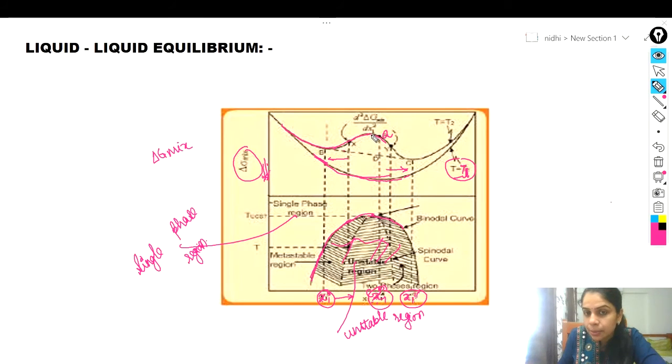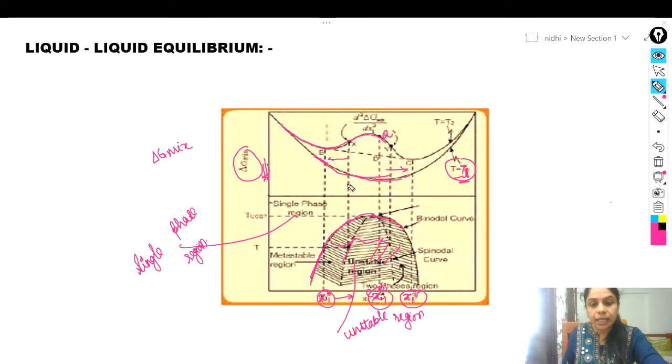The earlier system was unstable, Gibbs free energy was maximum, so to become stable it had to split into two phases. But this system does not require splitting into two phases, rather it will form one single phase. So here the phase is one single phase. So at temperature T1 we will have one single phase without forming partially miscible phases.